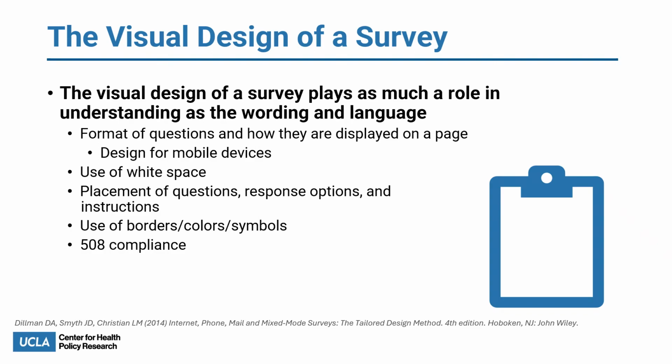Designing for mobile devices is especially critical. Many respondents complete surveys on smartphones. That means large grids, long tables, or dense blocks of text can quickly become barriers. Finally, surveys should be Section 508 compliant, ensuring people with visual, auditory, or cognitive impairments can meaningfully participate.